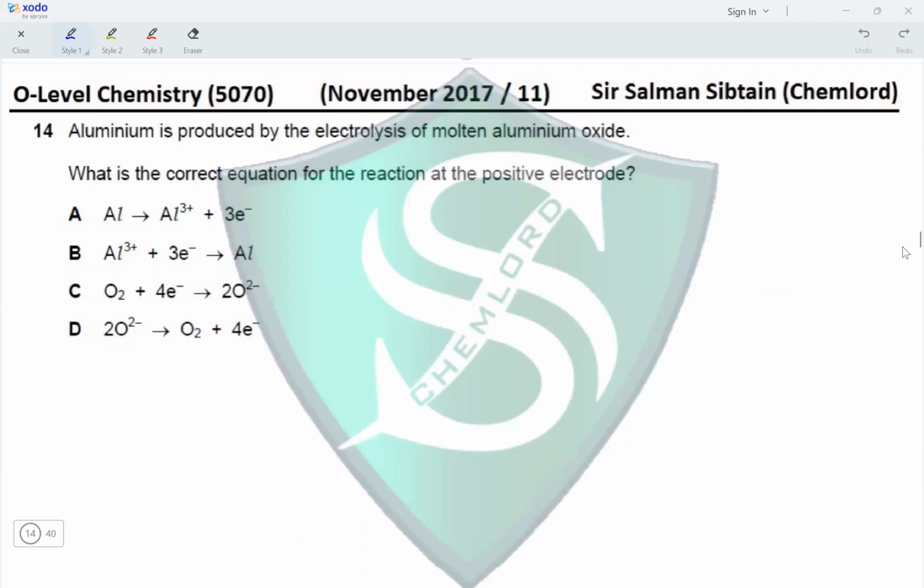Question 14. Aluminum is produced by the electrolysis of molten aluminum oxide. What is the correct equation for the reaction at the positive electrode? The positive electrode is the anode. Anode is where oxidation takes place. So oxide ion releases 2 moles of electrons to produce oxygen gas. Now, in order to balance this equation, the oxide ion will be multiplied by 2 and electrons would in this case now be 4 moles of electrons. So this is the equation taking place at the anode.